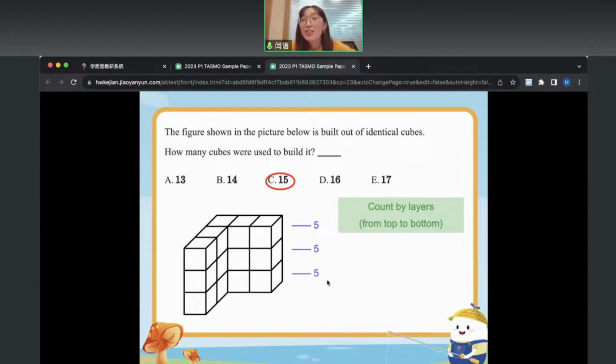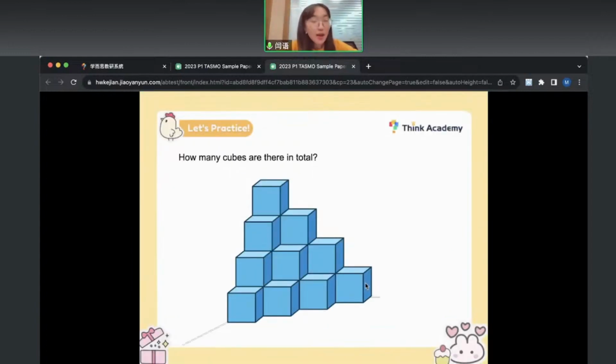Again, we have 5. So in this way, how many 5? We have 3, 5. So that is 5 plus 5 plus 5. And also you can write it as 3 times 5 equals to 15. Okay? Now, one more question for you. You see, how many cubes are there in total?